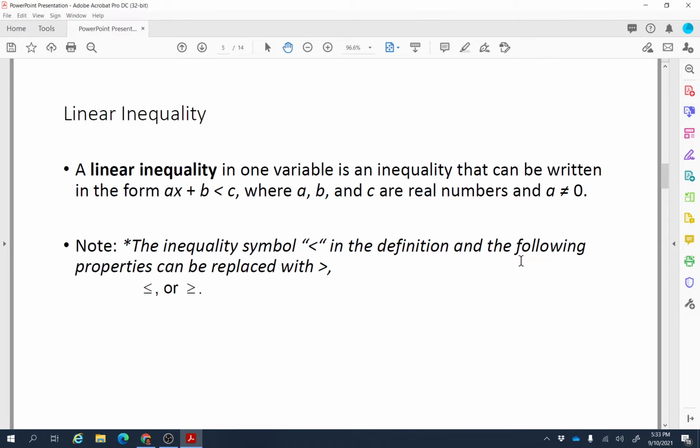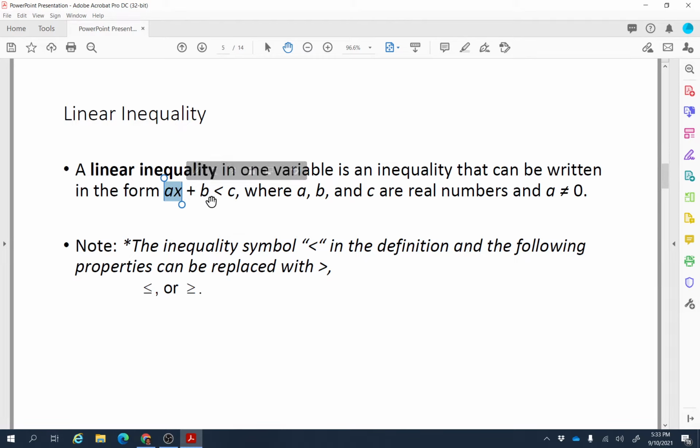Now, formally, we can define a linear inequality in this way. A linear inequality in one variable is an inequality that can be written in the form ax plus b is less than c, where a, b, and c are constants, some real numbers, and x is the variable.